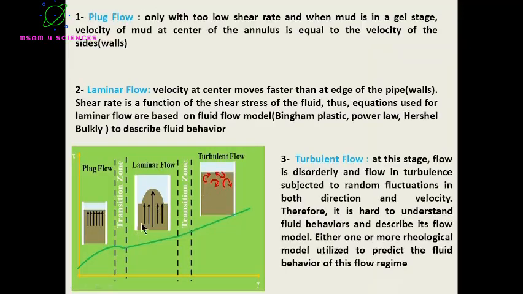Here there are 3 different flow regimes. The first one is plug. We can see the velocity is very slow, but it is equal from the center and at the walls of the pipe. This is when the rate is very low and the property of the fluid is gelatinous or it has gelation. Transition zone here, it starts to transit to the second regime. The second regime is laminar.